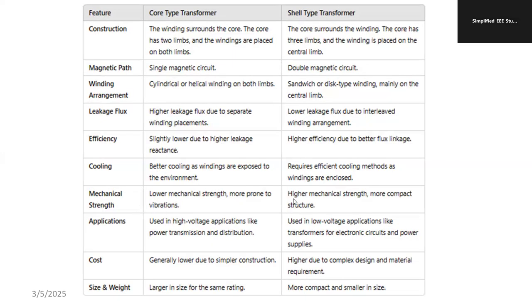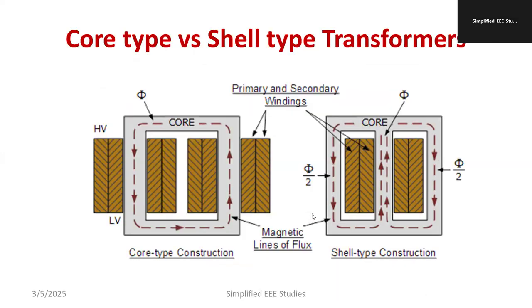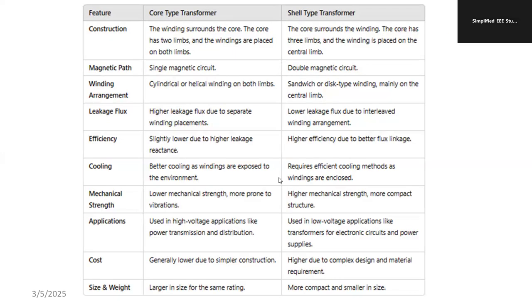If I talk about the mechanical strength of the shell type transformer, it is superior because of the compact structure. It's closely packed and not exposed to the environment. Because of that, the shell type transformer is rigid compared to the core type transformer.